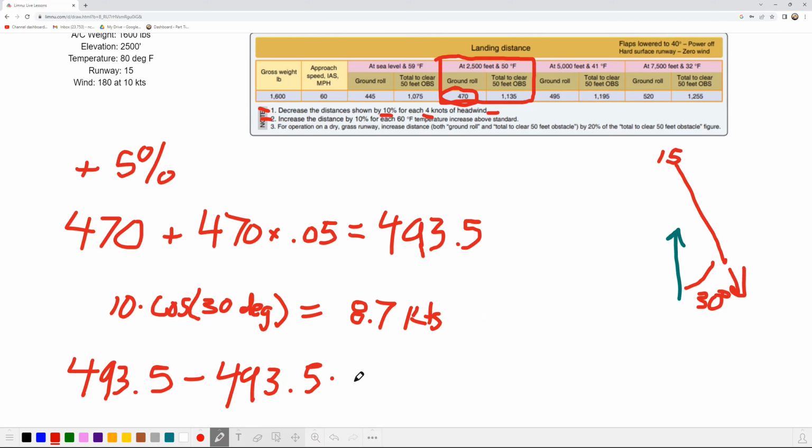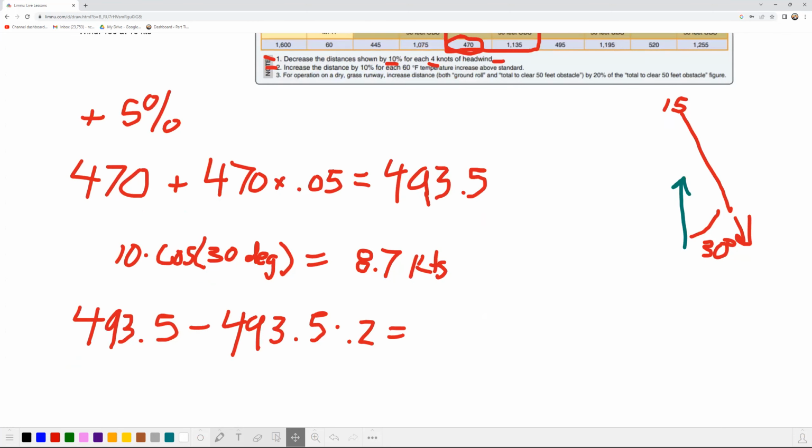So 20% would be 0.2. We multiply 493.5 times 0.2, and that gives us 98.7. Then we want to subtract: 493.5 minus 98.7 gives us 394.8, or 395 feet.